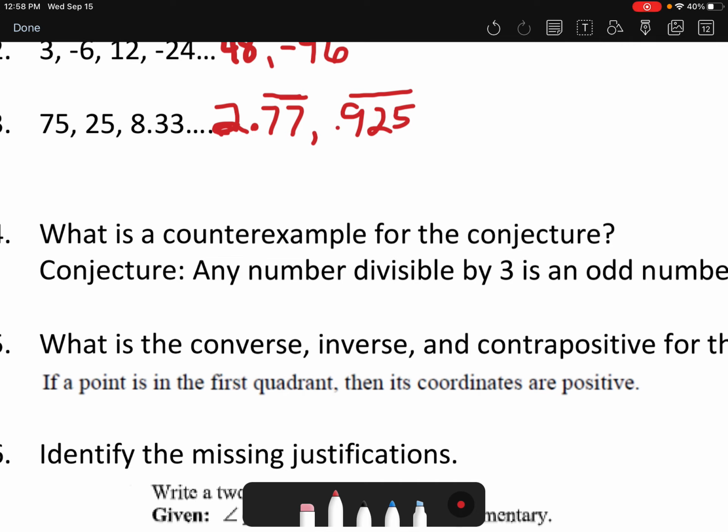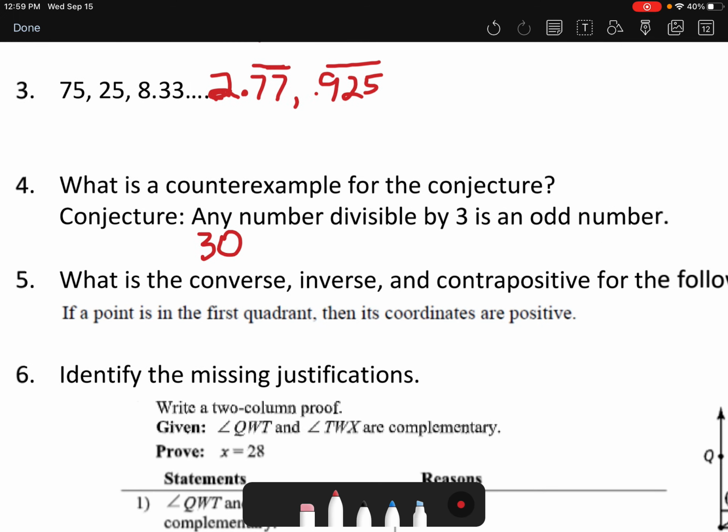And so there's a pretty easy one that comes to mind right off the bat, and that's the number 30. 30 is of course divisible by 3. It's 3 times 10. But it's also an even number. So it is divisible by 3, but it doesn't fit into that statement. It is a counterexample that shows that statement is false.